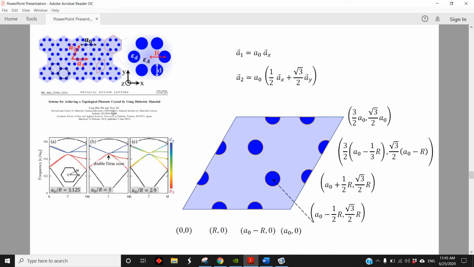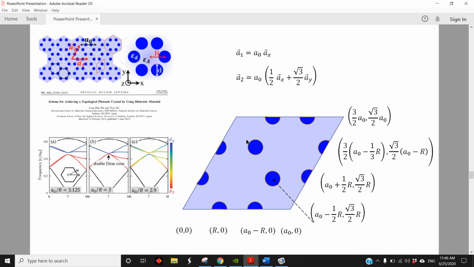For example, in this tutorial, we will take this paper as an example and try to replicate the results. It's called Scheme for Achieving a Topological Photonic Crystal by Using Dielectric Material. And as you see here, this unit cell is quite complicated, but it's still a triangular unit cell with primitive unit vectors A1 in the x direction and A2 defined at 60 degrees to the x-axis, so it can be defined as a naught times half ax plus square root 3 over 2 multiplied by vector ay.